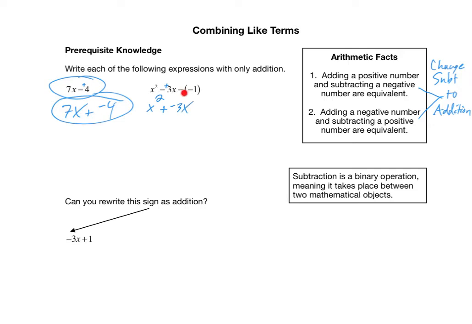And now we're subtracting a negative number. We saw over here that subtracting a negative number is equivalent to adding the positive version of that number. So subtracting negative 1 is the same thing as adding positive 1. And I'm not even going to write in the positive sign. I'm just going to write 1, because when you write in 1, it's assumed that that is the positive version of the number. So this expression, x squared plus negative 3x plus 1, is equivalent to the original expression, x squared minus 3x minus negative 1.